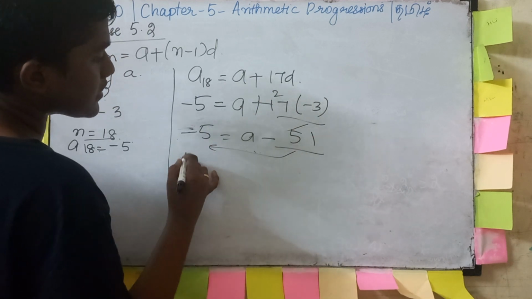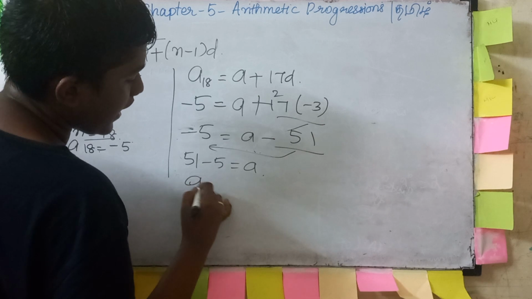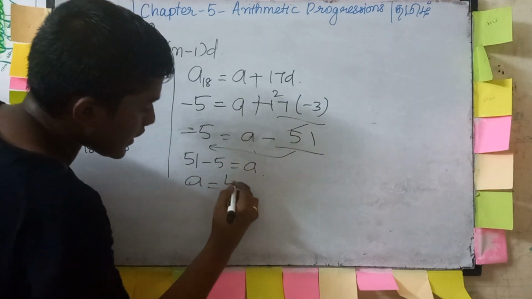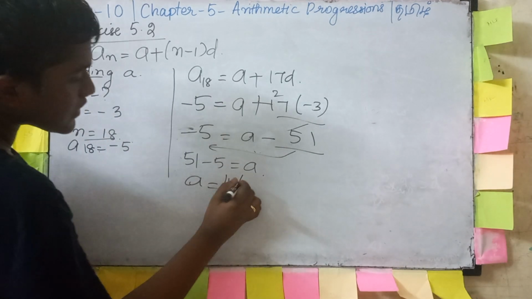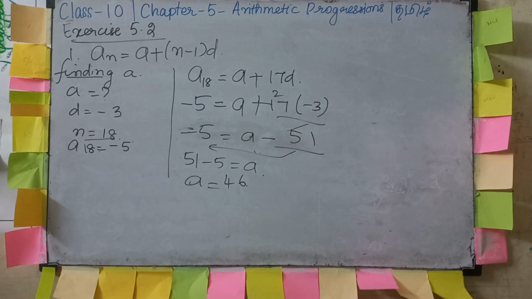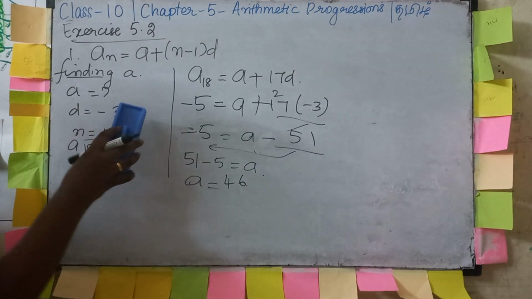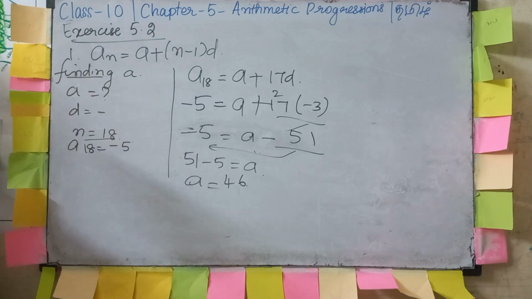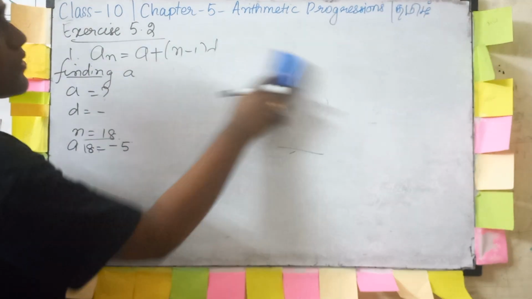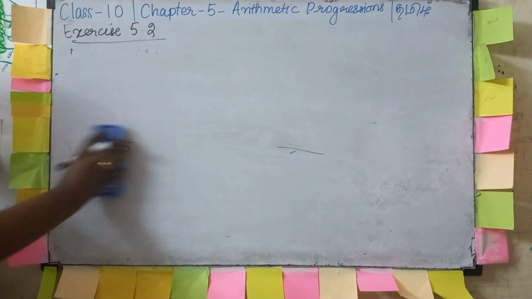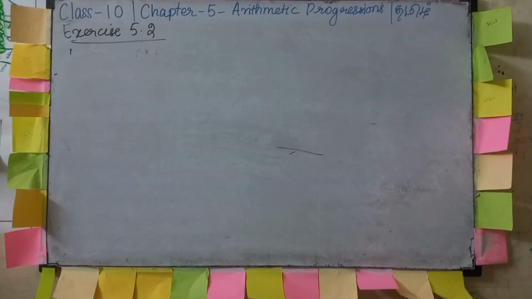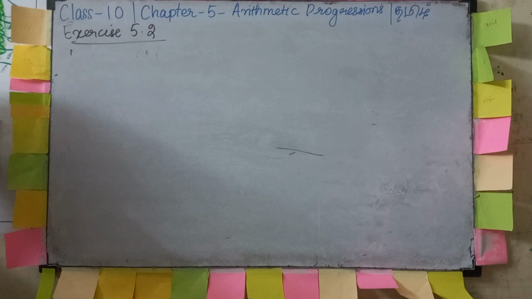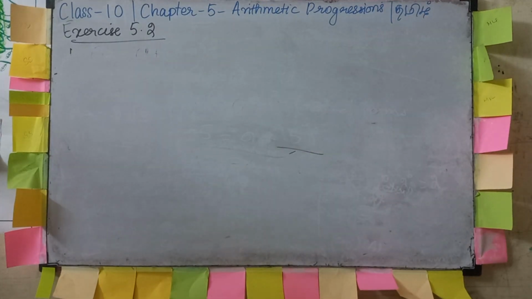Bring 51 to the RHS. 51 minus 5 equals A. A equals 46. So finding A, you should find like this. If any one term is missing, we can find it easily. But what if two terms are not given? Let's do one sum from that. Okay, we will do one sum.